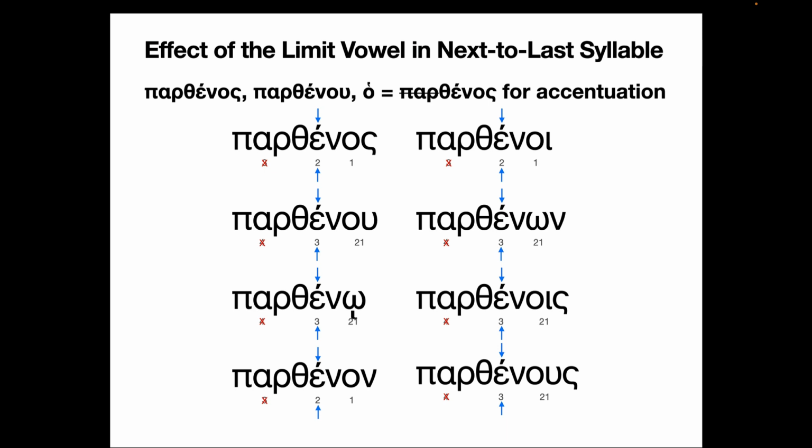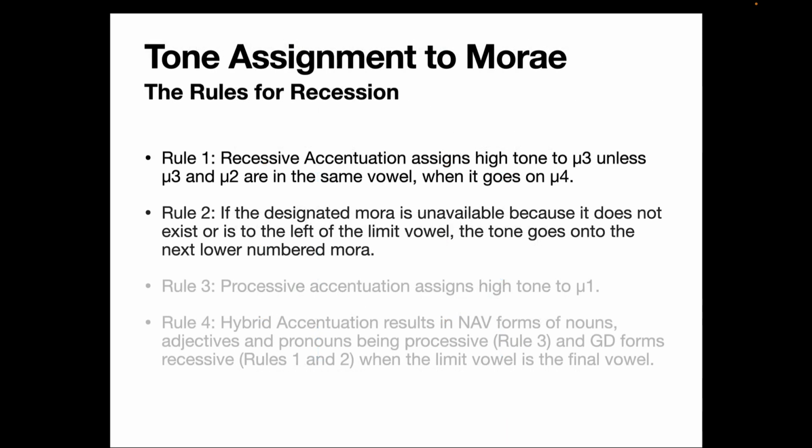So we have 2 rules now. These 2 rules govern recessive accentuation. Rule 1 is the basic operation of recessive accentuation, and Rule 2 tells us circumstances in which it might be limited, either by the length of the word or by the presence of one of these limit vowels. Together, then, this is recessive accentuation, and this covers the vast majority of words in Greek.